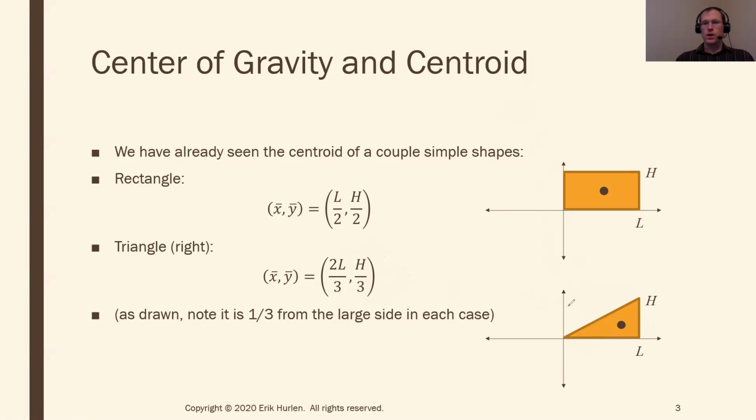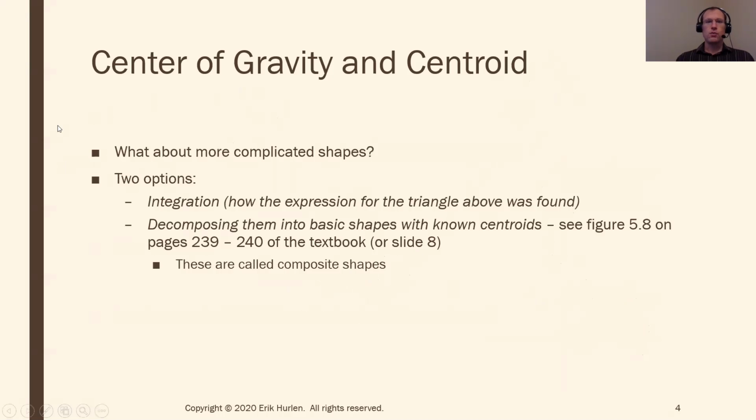Just like y, big sides on the x-axis, so it goes up h over 3 to find that centroid. So those are two relatively simple shapes, actually the two simplest shapes, really. So really what we want to do now is look at more complicated shapes.